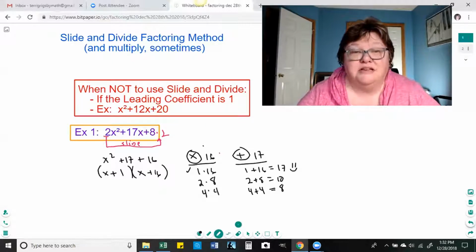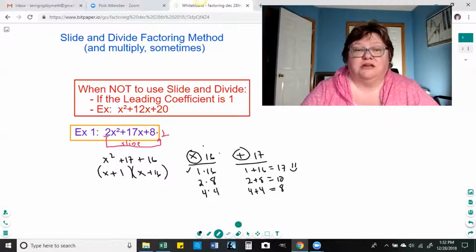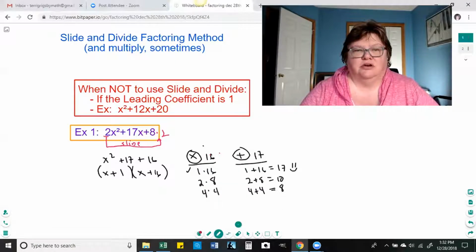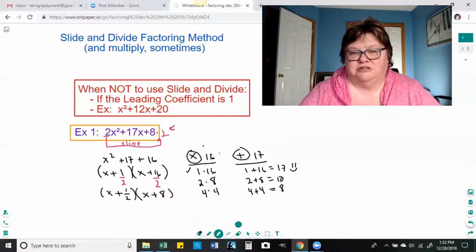Now you are not done yet, because if you multiplied this out, you would not get 2x squared plus 17x plus 8. So now remember that number that I slid down here was this 2. So now I have to divide these numbers that I got by 2. And then I'm going to simplify them and see what I get. So the first parenthesis, I can't simplify it. I get x plus 1/2. But in the second parenthesis, I'll get x plus 8, because 16 divided by 2 is 8.